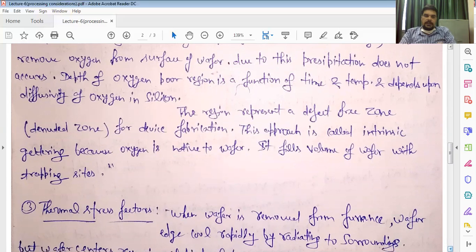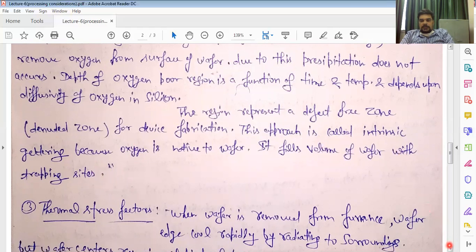This approach is called intrinsic gettering because oxygen is native to the wafer, and oxygen is incorporated in the Czochralski process. In that process, oxygen is introduced into the wafer, so oxygen is already present in the wafer. That's why it is called intrinsic gettering. It basically fills the volume of the wafer with trapping sites.